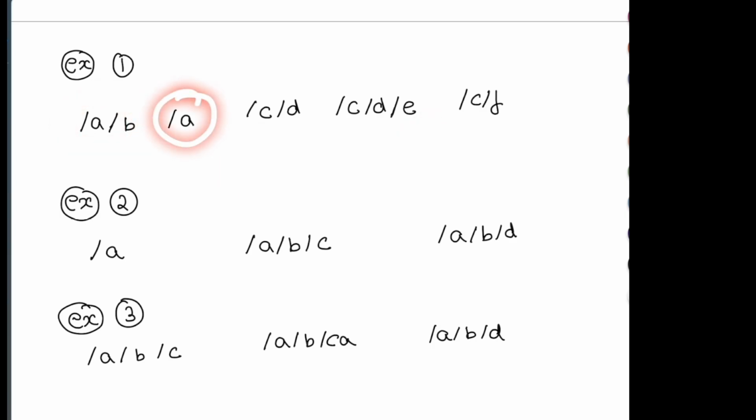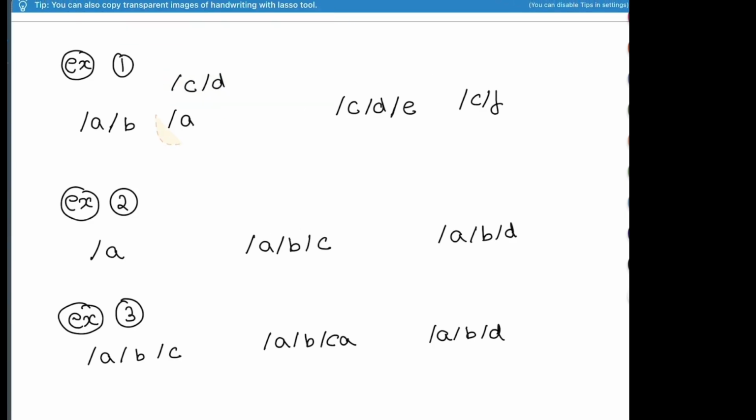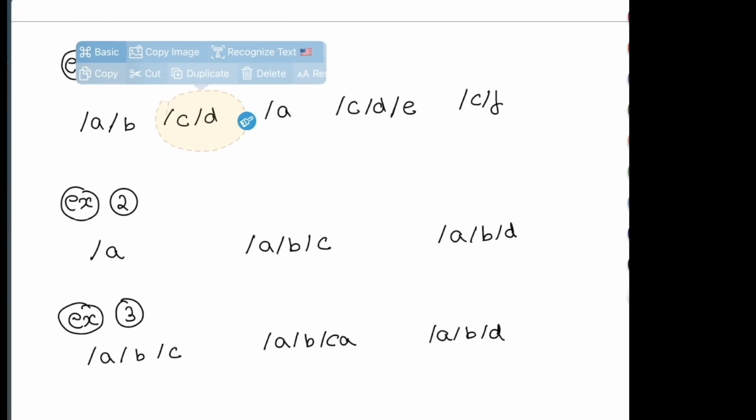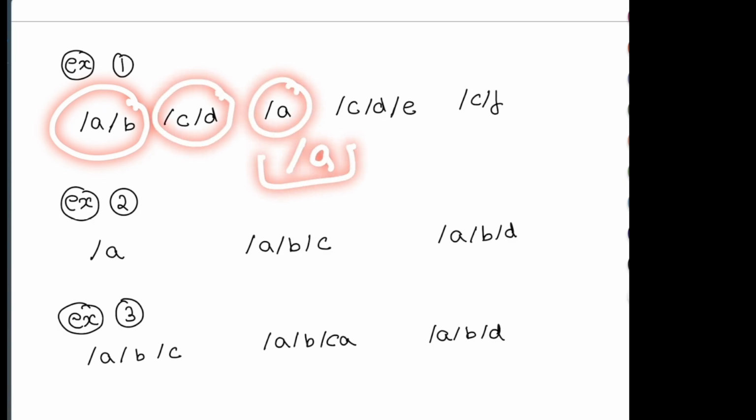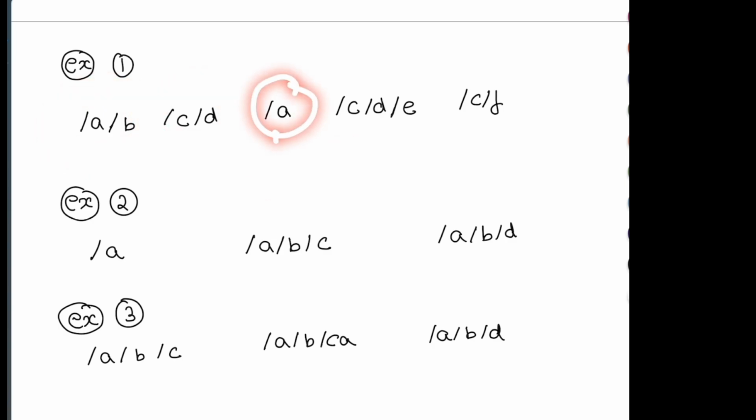Now we are going to see the next element. So we have this in our output, then we are going to have this in our output, and then we are going to see /A. Now there is a problem. /A is telling me that it is the parent of /A/B. So now you will have to remove this.